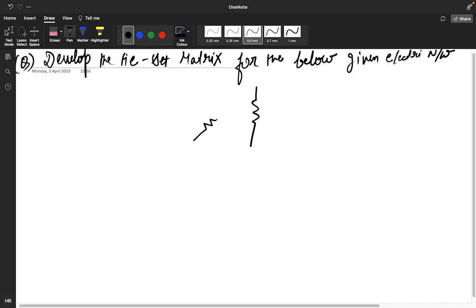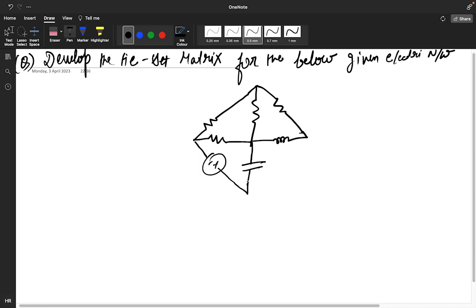Okay, and you need to develop the tie set matrix. This is your capacitor, and from this it's negative, it's positive voltage. Okay, and this is to this. I am directly taking.